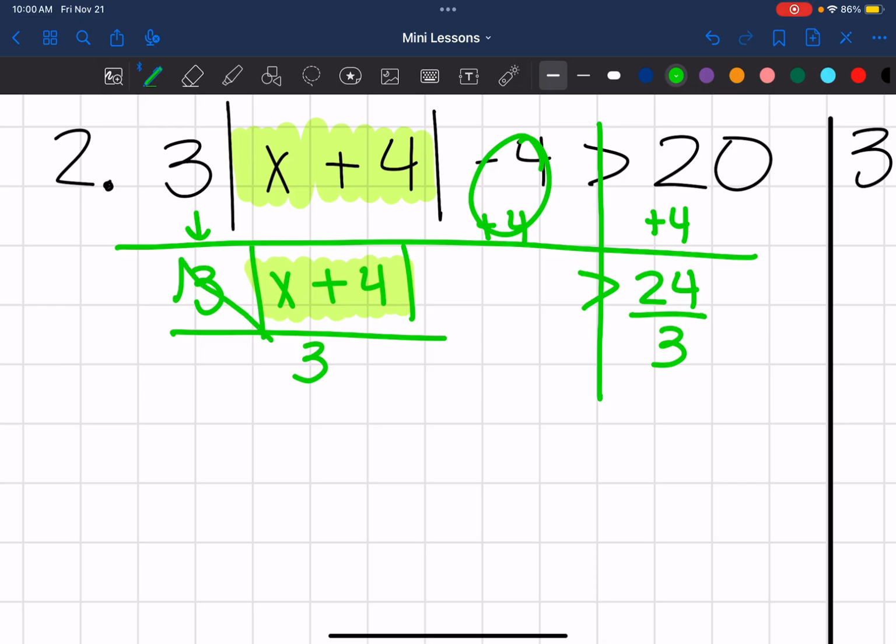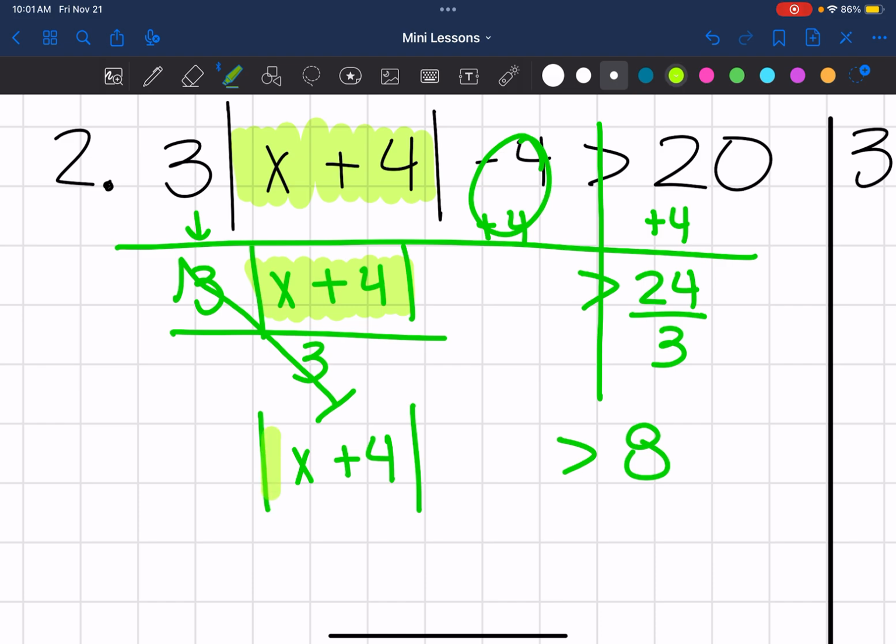3 over 3 becomes that 1. Again, notice we do not divide what's inside the absolute value. What's inside the absolute value is protected. So I'm going to drop down my x plus 4, going to drop down my inequality. And then 24 divided by 3 is 8.